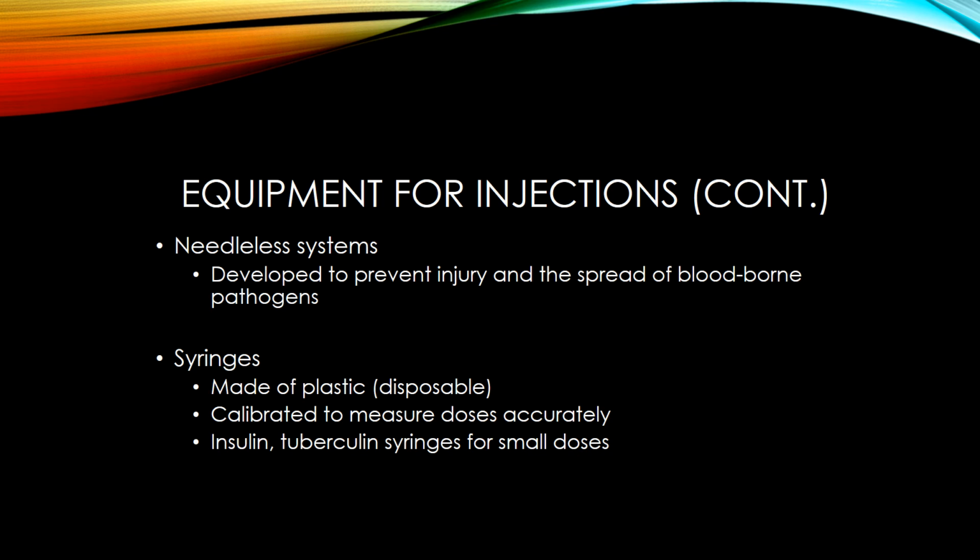The needleless system, we have been fortunate to have that developed throughout the years, to where we don't use as many needles as we used to, because needles are a source of bloodborne pathogens, and nurses get stuck with needles a lot. So we're glad about the needleless system. Syringes are made of plastic and calibrated to measure doses accurately, and we have an insulin or tuberculin syringe for smaller doses.